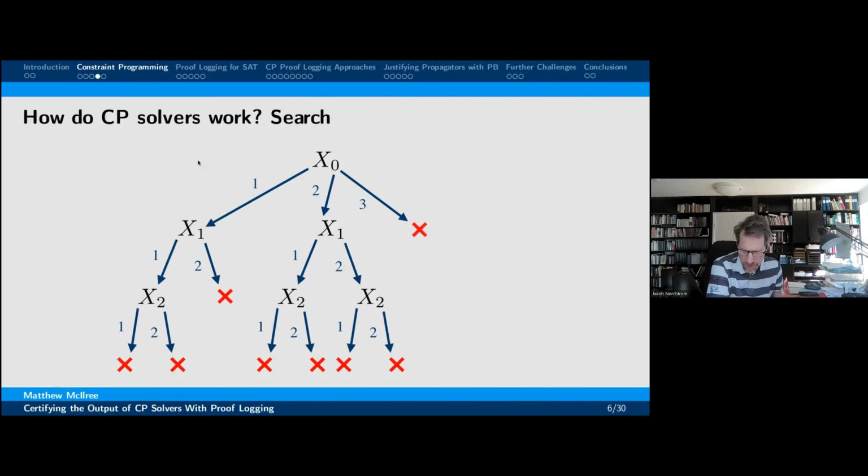And for a single constraint, you mentioned domain consistency and bounds consistency.